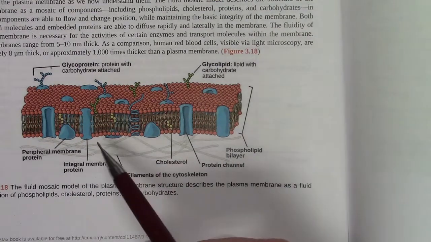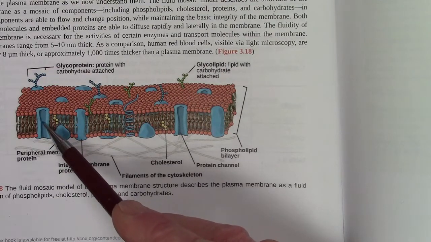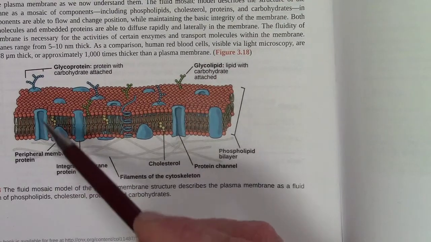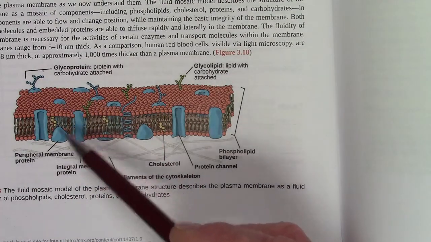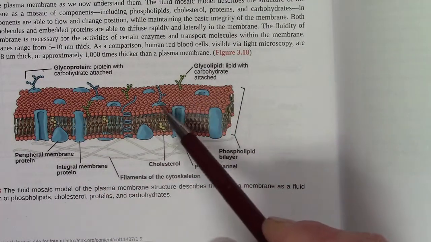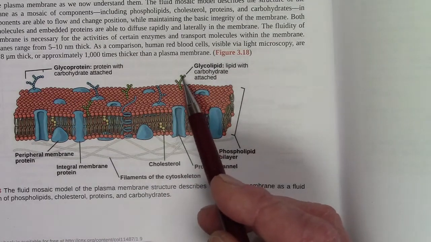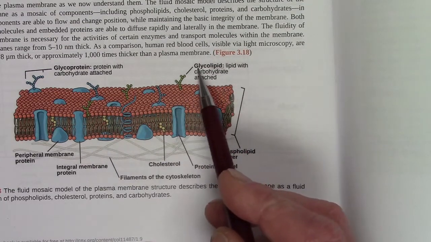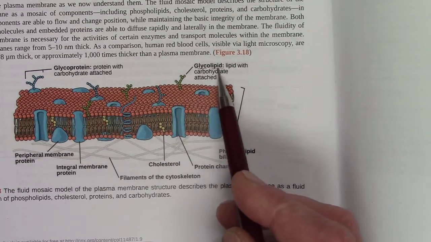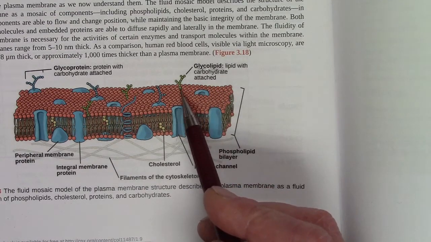And there are lots and lots of different types of channels. Some are pumps, some have gates on them. There's all sorts of protein that gets associated with the cell membrane. And sometimes there are little sugar groups that are attached to a lipid. So we have glyco for sugar plus lipid. So these are sugars that are attached to a particular lipid.